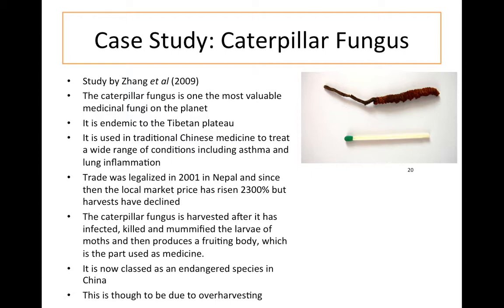The caterpillar fungus is harvested after it has infected, killed and mummified the larva of a moth, and then produced a fruiting body which is part of the medicine, which is pleasant. This is the larva body of the moth that's unfortunately mummified, and this is the fruiting body of the fungus, which is the medicinal bit. It is now classed as an endangered species in China, and this is thought to be due to overharvesting.